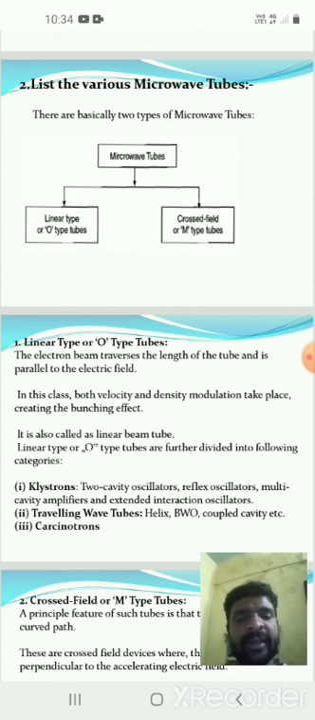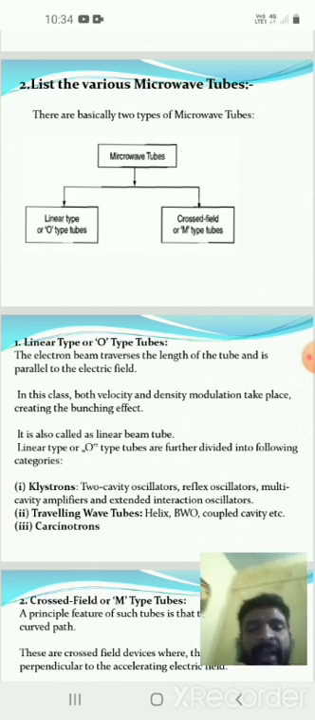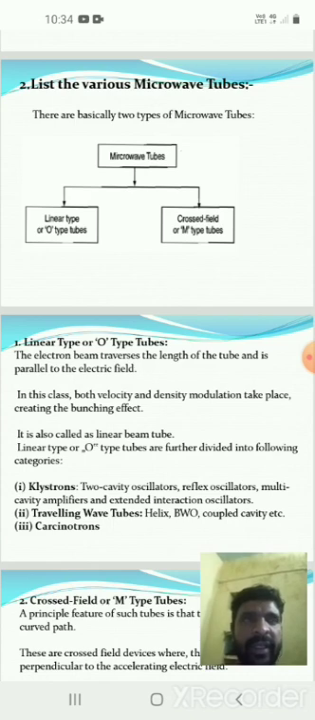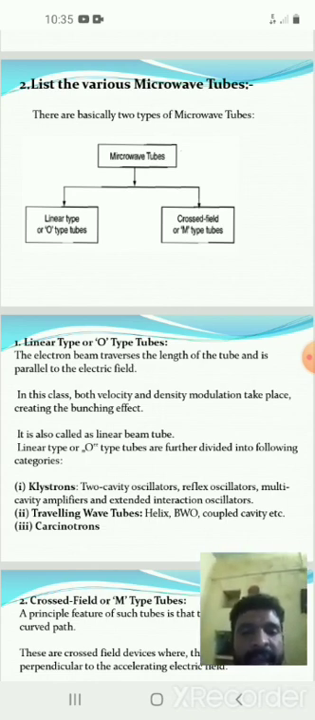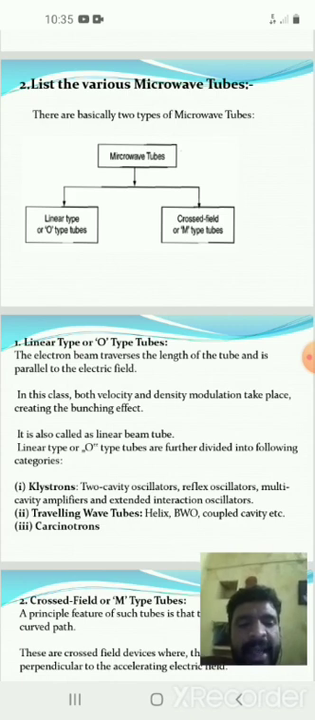That means here the electron beam travels along the length of the tube. In linear type or O type, the electron beam traverses along the length of the tube, that means parallel to the electric field. That's why it is called linear type. In this linear type, both velocity and density modulations take place, creating the bunching effect.